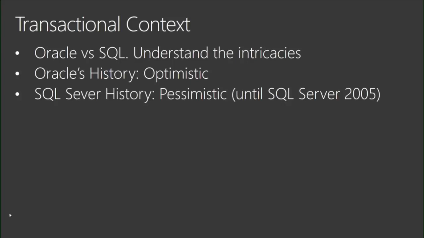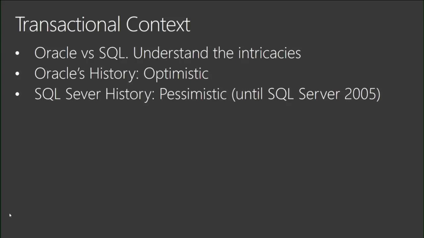Next is transactional context. Now, for this, I need to give you some background between Oracle and SQL Server. Oracle traditionally follows an optimistic concurrency model, which means writers will not block readers. And SQL Server follows a pessimistic concurrency model, where writers will block readers. So how do you deal with this situation?